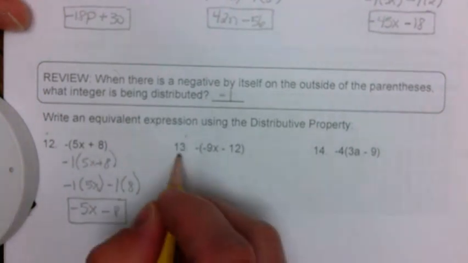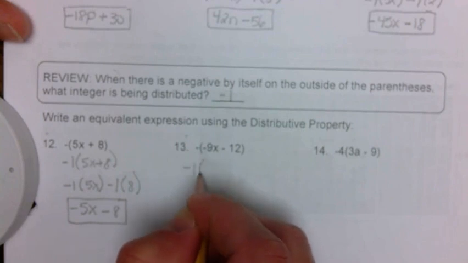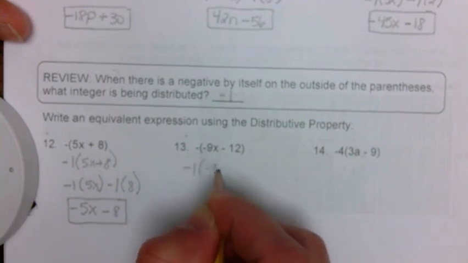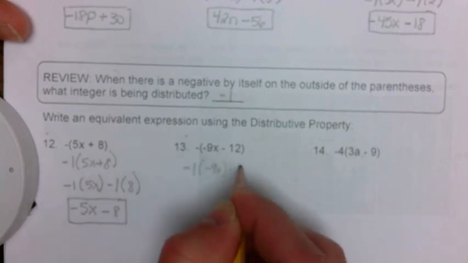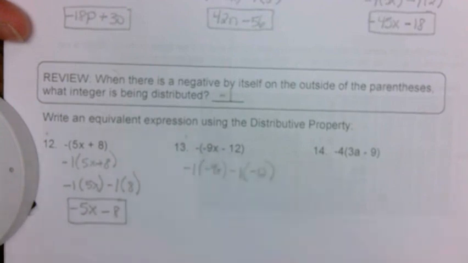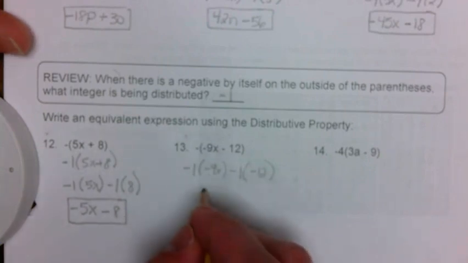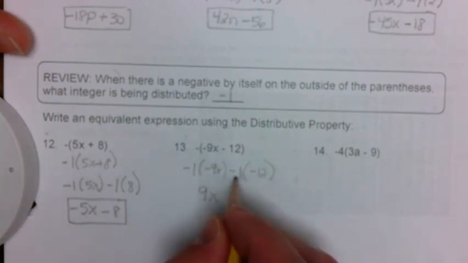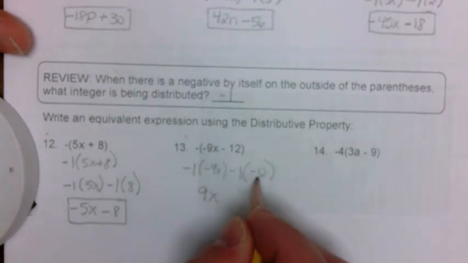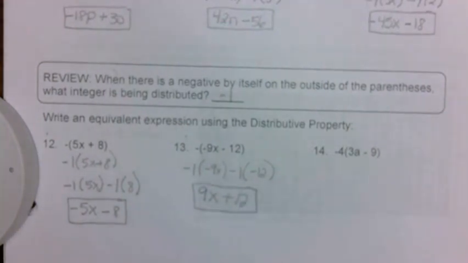Okay, very similarly in question 13, again, that negative symbol is the number negative 1. So we're going to distribute negative 1 to the negative 9x. And we're going to distribute negative 1 to the negative 12. And then when we multiply, negative 1 times negative 9x is going to give us a positive 9x. Negative 1 times negative 12 is going to be a positive 12. And so our equivalent expression would say 9x plus 12.